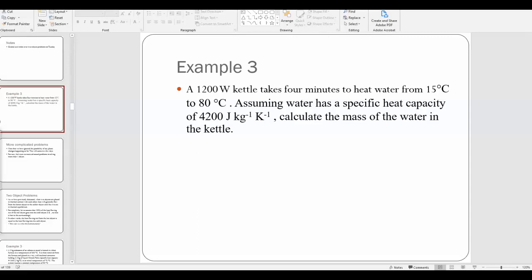Example 3 says a 1200 watt... As soon as you see watt, you should be thinking, watt, that's power, right? That's joules per second, right? 1200 joules per second. So this 1200 watt kettle takes 4 minutes to heat water from 15 degrees Celsius to 80 degrees Celsius. In your mind, you should be thinking, okay, so that's 1200 joules per second. It takes 4 minutes, so 4 times 60 is 240 seconds, to heat water from 15 degrees Celsius, this is Ti, to this, which is going to be Tf.